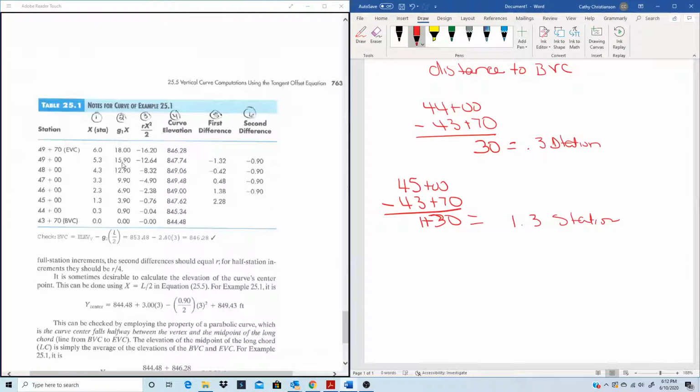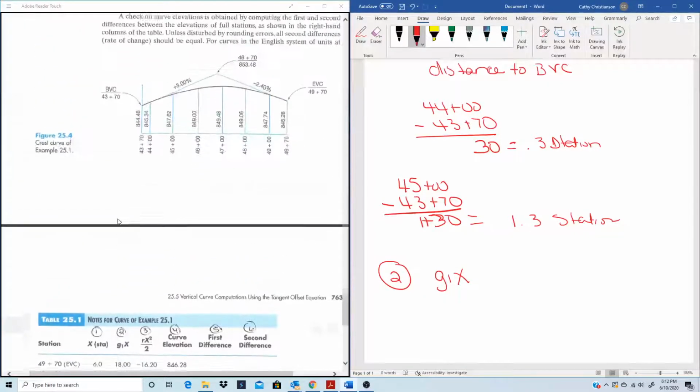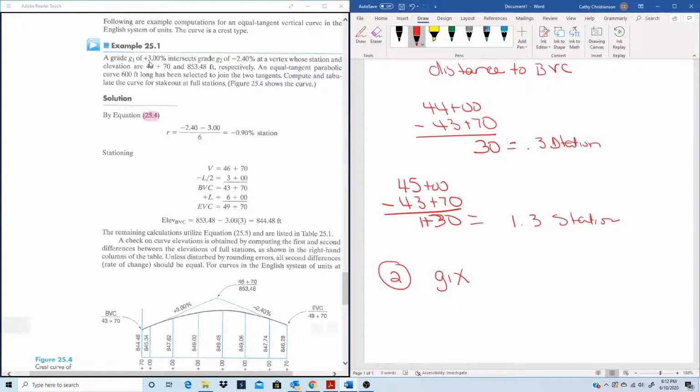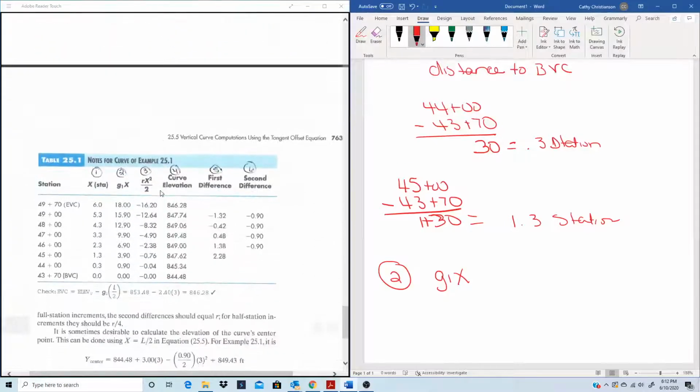So the next column is column 2. So I'm going to put a 2 right here. And that's always going to be G1 times your X. So we've already got the X's figured, so that's what's great. So I'm just going to look back, and they gave us G1 in the problem as 3. So to do the next column, it's going to be, for example, 44.